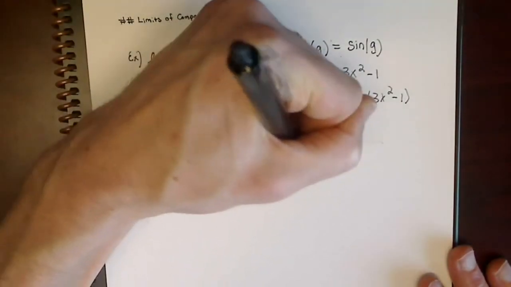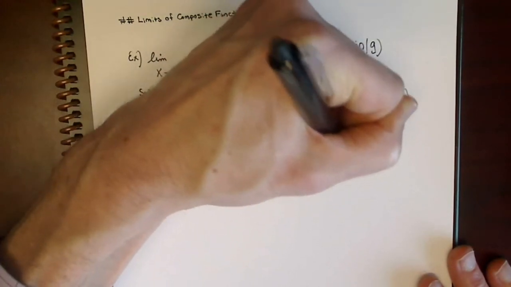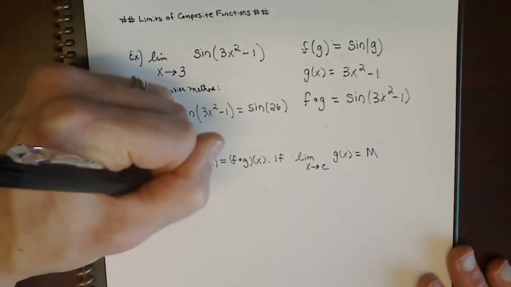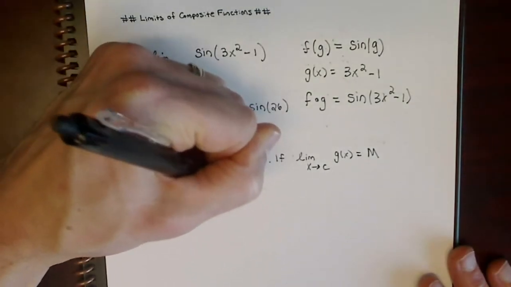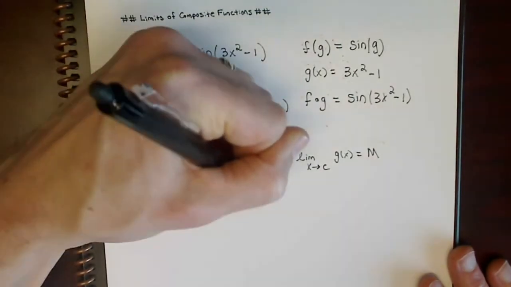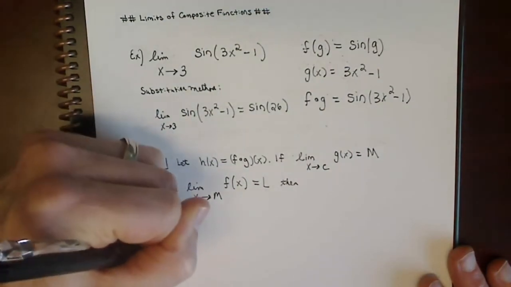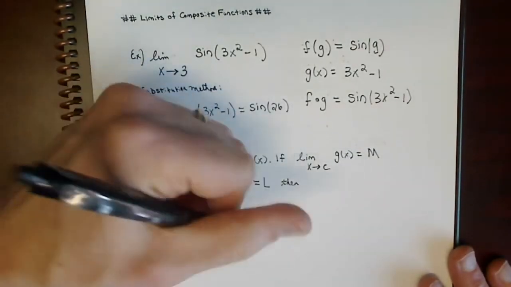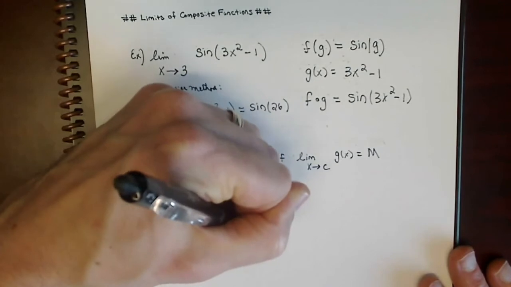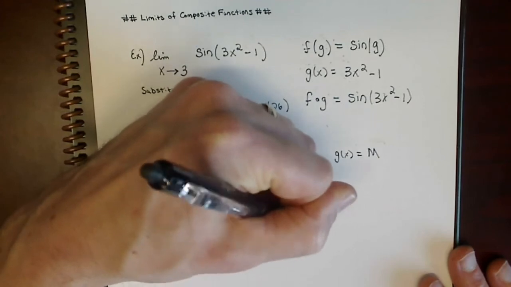If the limit as x goes to c of the inside function, g of x, equals, say, some m, and the limit as the outside function approaches m equals some L, then the limit as x goes to c of h of x equals f of the limit as x goes to c of g of x.